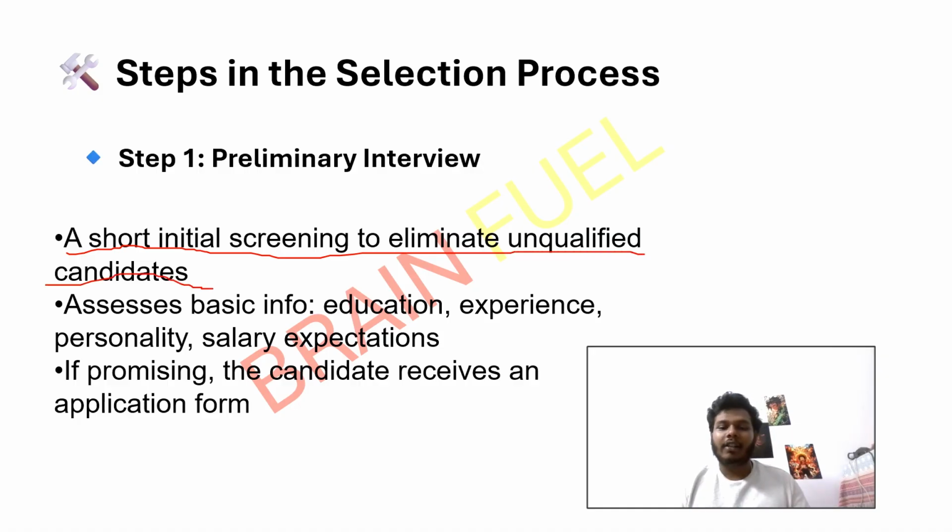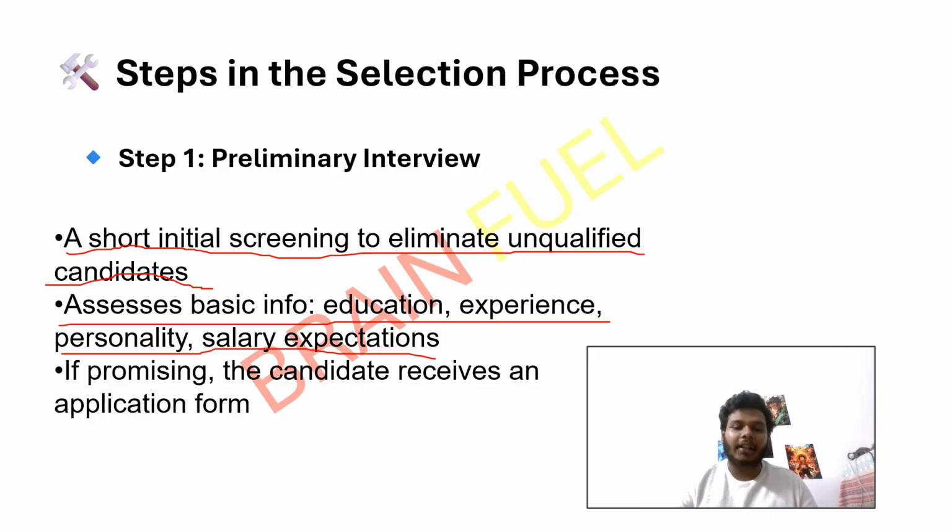If an organization is looking for a candidate who has completed a degree and the candidate who has approached for the interview has only intermediate or 10 plus 2 qualification, they will eliminate this candidate who has 10 plus 2 only. He will be told that you are unqualified for the job. So, as such, basic info, education, experience, personality and salary expectations.